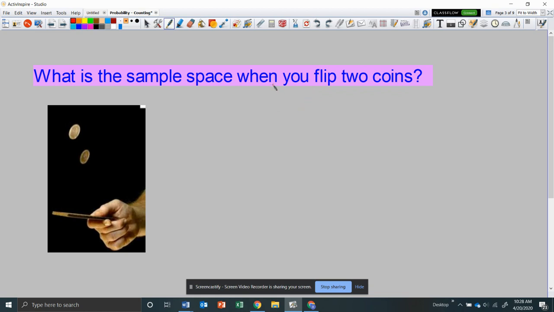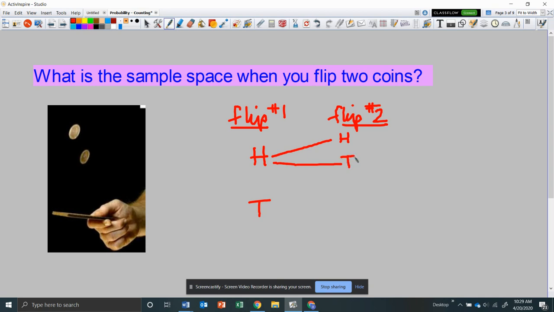Now, what's the sample space when you flip 2 coins? Okay, so if I do one flip, flip number 1, I can get heads or I can get tails. There are 2 things that can happen. If I want to do a second flip, then the second flip could also be heads or tails, but that would mean that the combination could be that I flip heads and then heads, or heads and then tails. I flip tails and then heads, or tails and then tails.